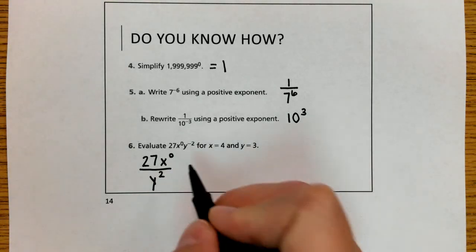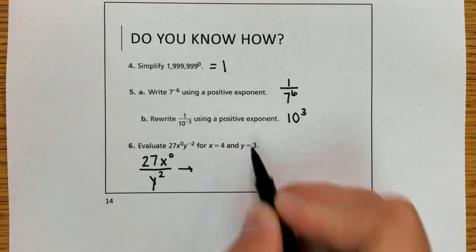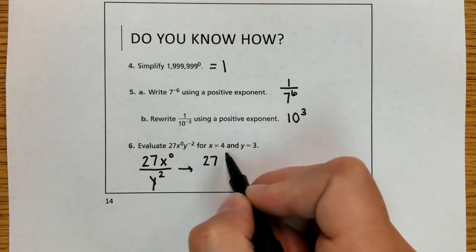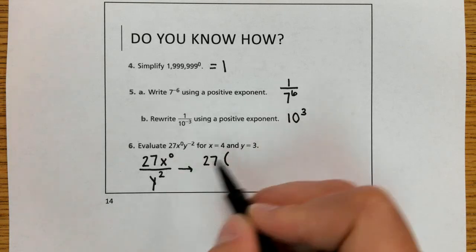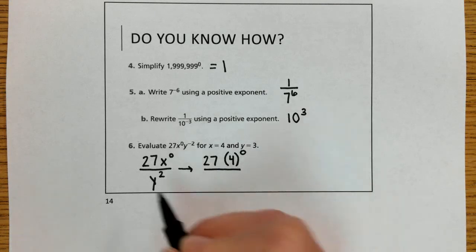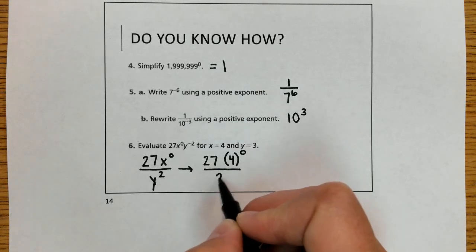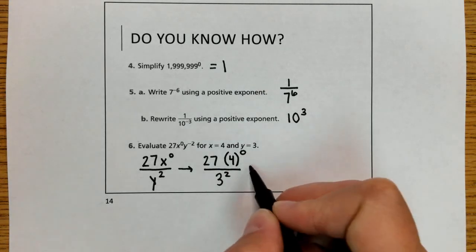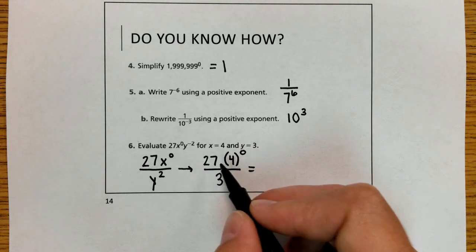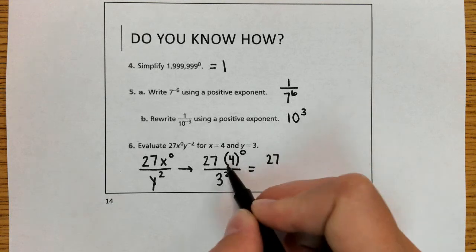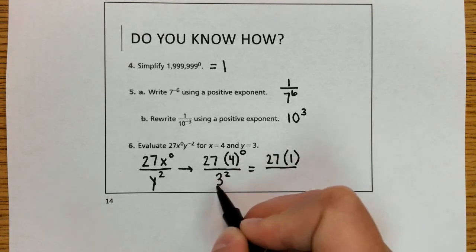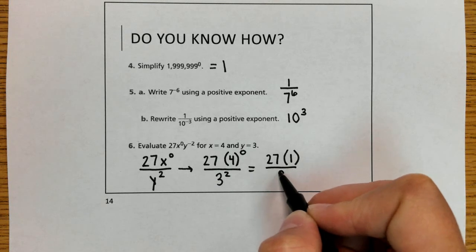Now substitute in 4 for x and 3 for y. So we have 27, 4 is x, so 4 to the 0 power, over y squared, so 3 squared. By order of operations, I have to do my exponents first. So I'm going to have 27, 4 to the 0 power is 1, so I have 1. And then in the bottom, 3 to the second power is 3 times 3, which is 9.